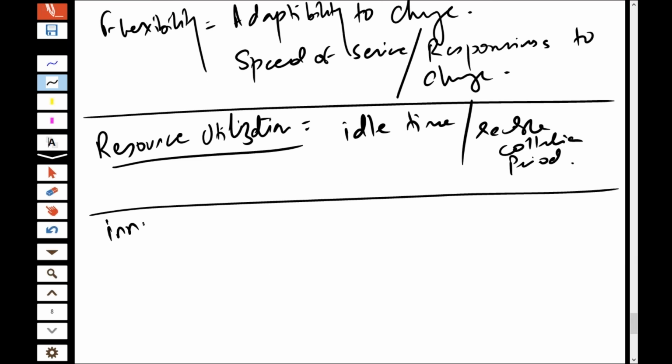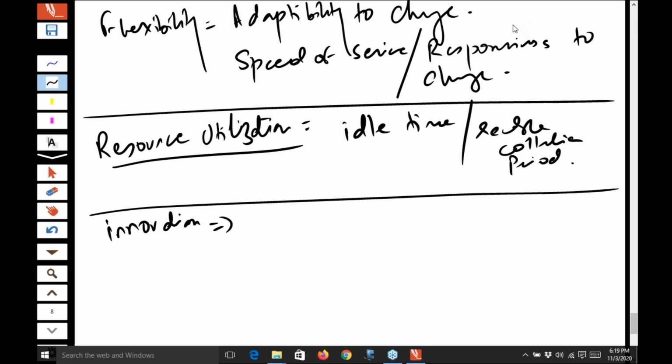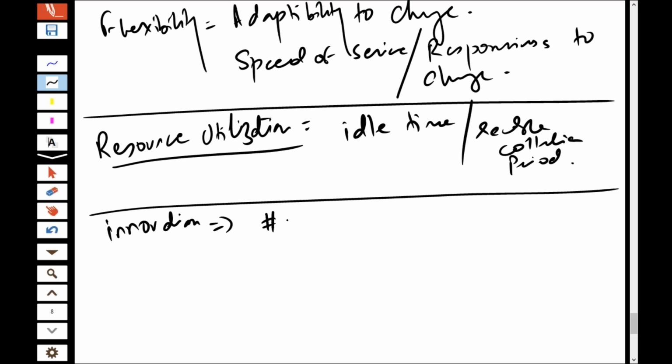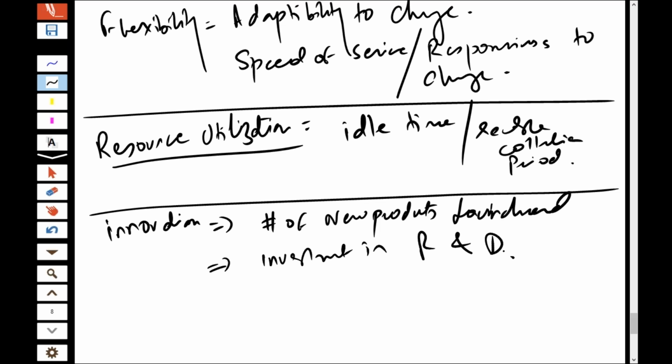And lastly, there is innovation. When you talk about innovation, it's majorly the number of new products launched, the investments in R&D, etc. This is all going to be measuring your innovation.